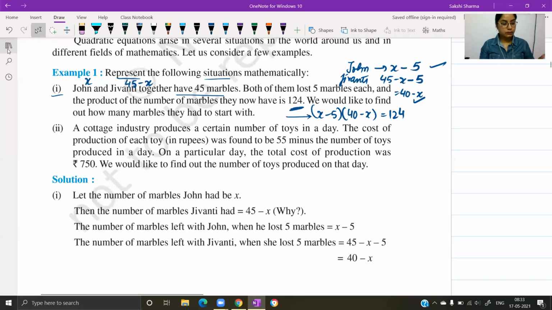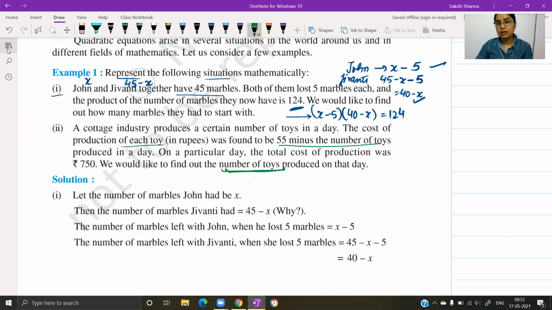The second part of the example, this is similar to the last question. A cottage industry produces a certain number of toys in a day. The cost of production of each toy was found to be 55 minus the number of toys produced. This is very simple. The production cost for one toy equals 55 minus the number of toys. On a particular day, the total cost was 750 rupees. We would like to find out the number of toys.